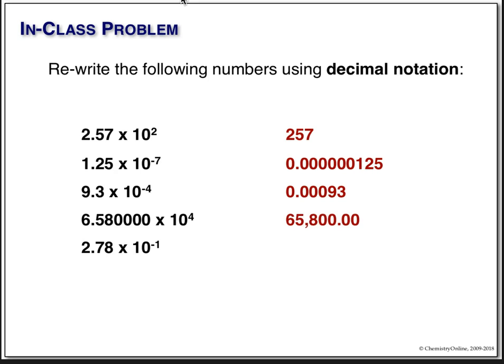65,800.00. And finally, our last one is totally trivial. Is 10 to the minus 1. So we have no zeros. All we do is move our decimal 1 point, put a 0 in front, good form, and it looks like that. Any questions?